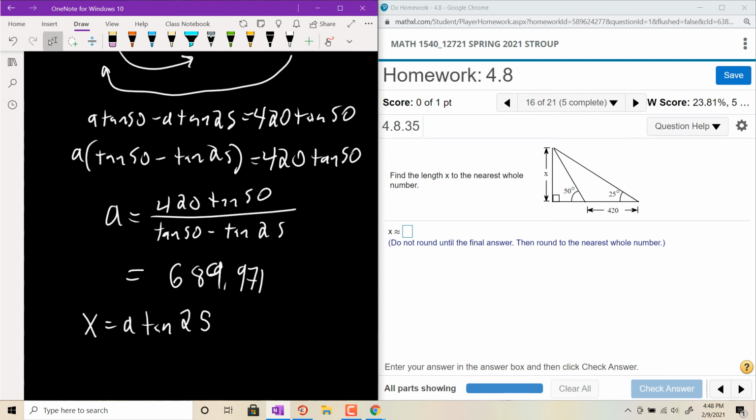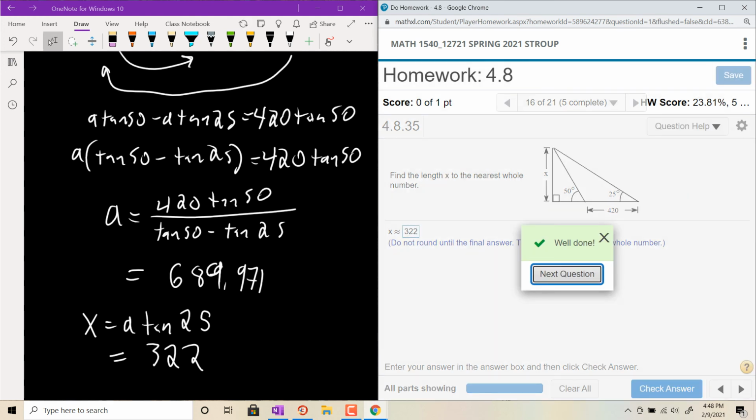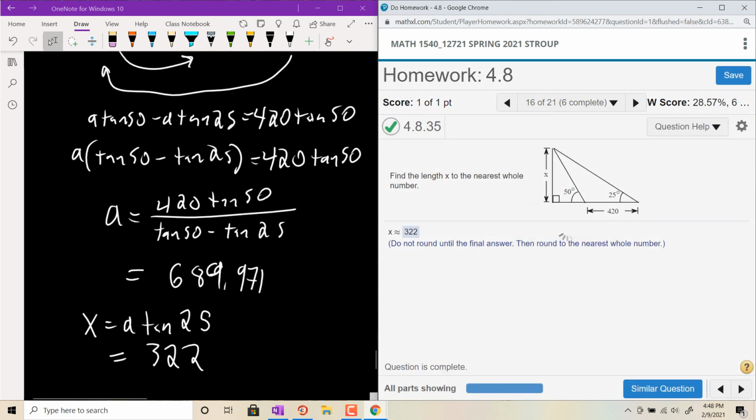Is there an easier way to do this problem? I don't know. Off the top of my head, this is what came to my brain. So 322 rounded to the nearest whole number. So I apologize if maybe there's an easier way, but that got the job done, so let's just leave it at that.